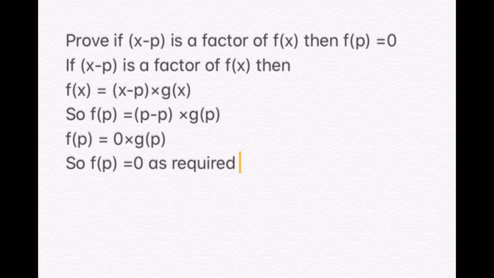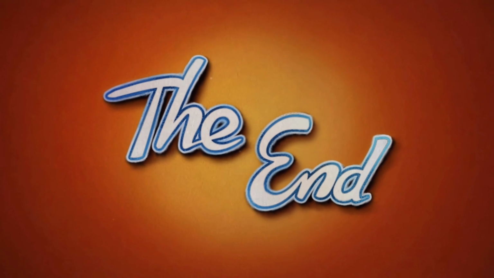p minus p multiplied by g of p. And we're going to substitute the value of p into x, so p minus p equals 0, and 0 times g of p is 0. Therefore, f of p equals 0. And the proof is done. And that's the end of this chapter.